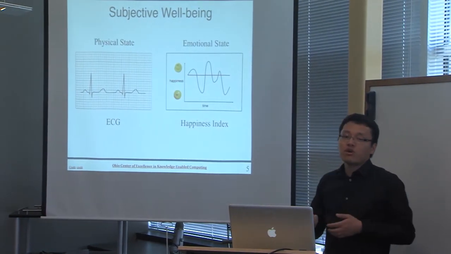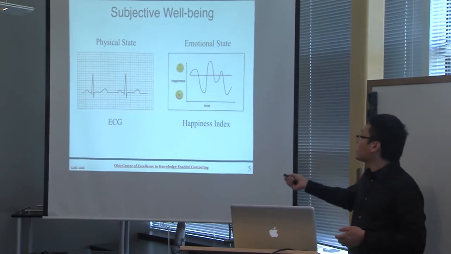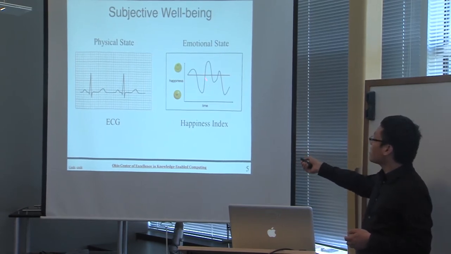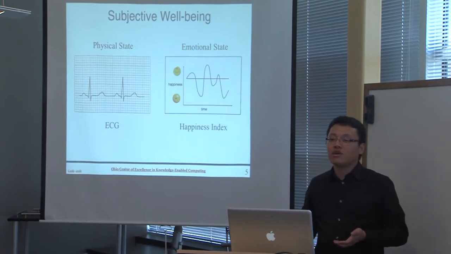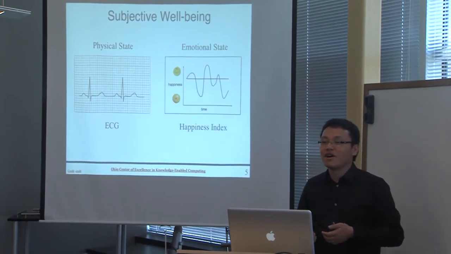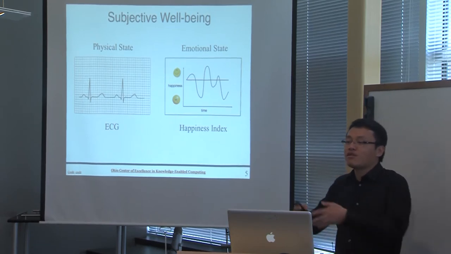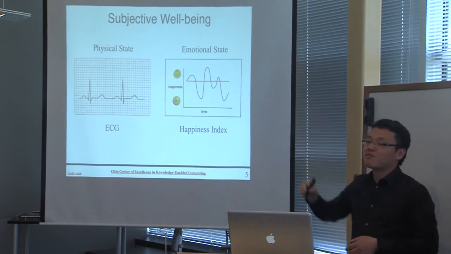When it comes to our own emotional state, are you happy or not? If we were able to identify our happiness, we can draw something called a happiness index. We can see whether you are happy right now, or feeling sad, or feeling nervous, or how long you have been suffering from depression, or how long you have been in the peak state, probably suggesting that you're in love or something.